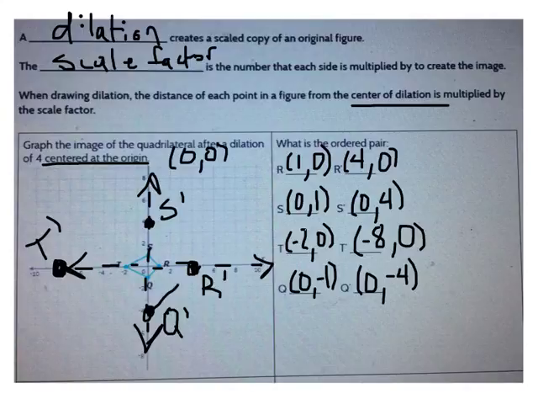Now that I have all of my points, I can connect them to make my dilated shape. Because I'm dilating about the origin, I can just multiply each ordered pair by the scale factor to find the ordered pairs of the vertices of my new shape.